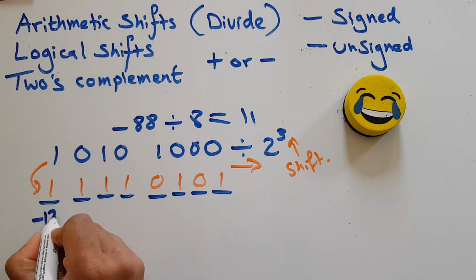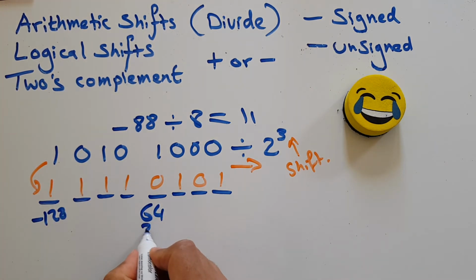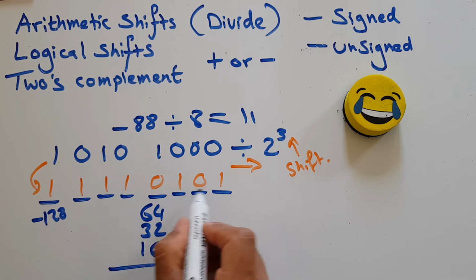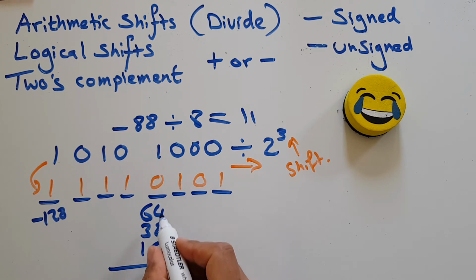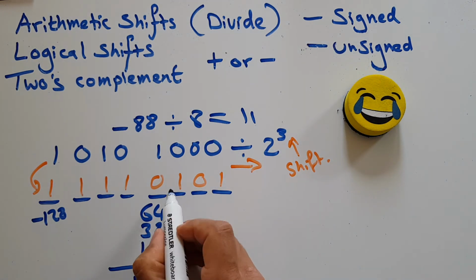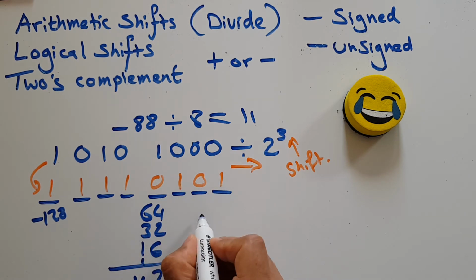So I've got a minus 128, and I've got 64, 32, what's that, 16. I'll do those, and I'll do the next nibble anyway. So 64 and 32 is 96, that's 112. I'll put the 1 there. 9, 10, 11, so I've got 112 plus 4 is 116, plus the 1, so 117.